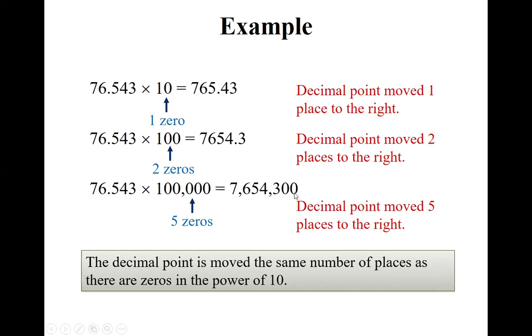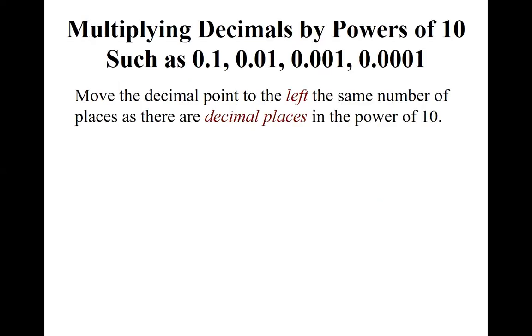The decimal point is moved the same number of places as there are zeros in the power of 10. So we're driving that point home. We did that with the positive powers of 10, the powers of 10 greater than 1. Let's do some extra practice with those powers of 10 that are less than 1: 0.1, 0.01, 0.001, etc. We move to the left the same number of places as there are decimal places.